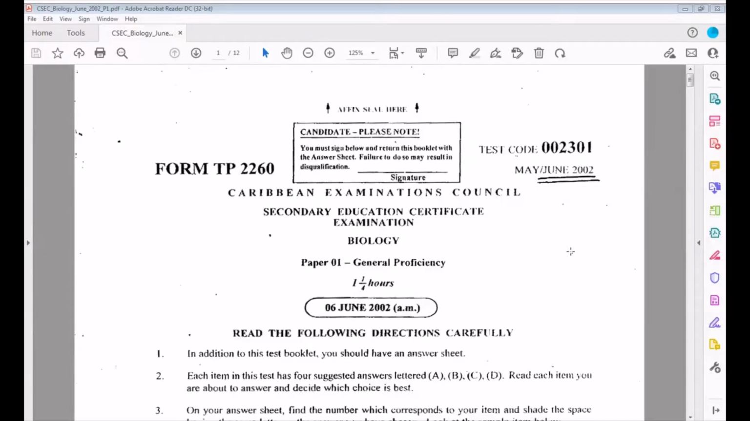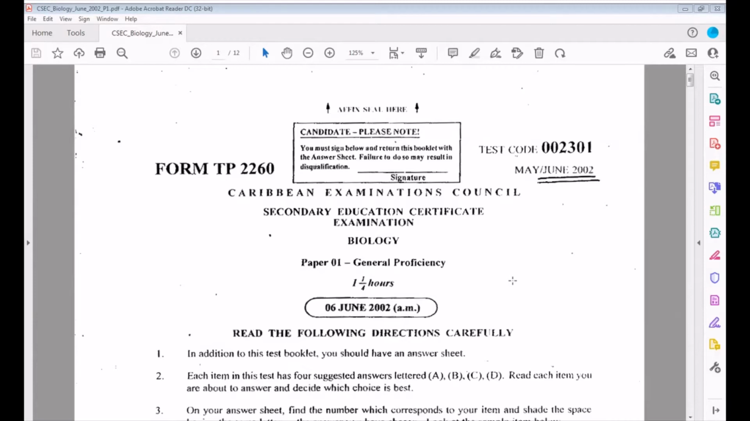So today we'll be doing the May-June 2002 past paper. As usual, the multiple choice is and has always been 75 minutes, an hour and a quarter. And my advice would usually be to see if you can finish your past paper within an hour's time.